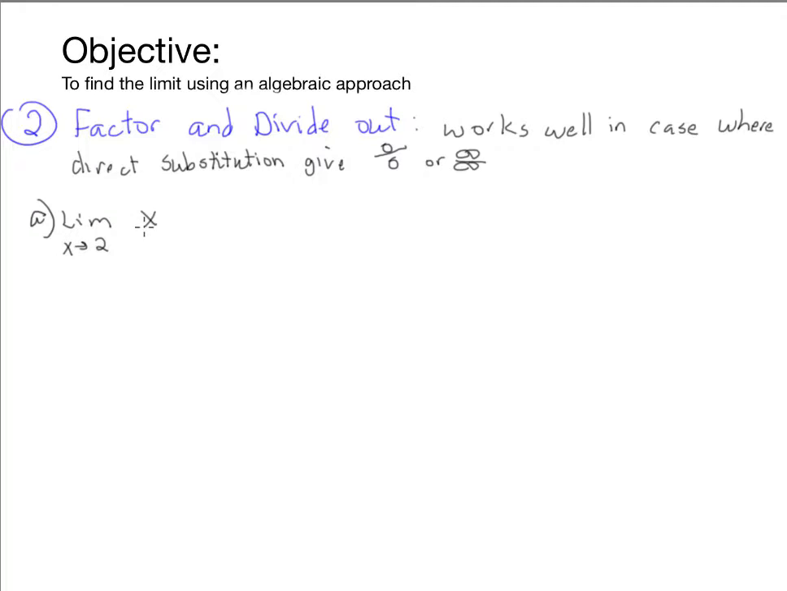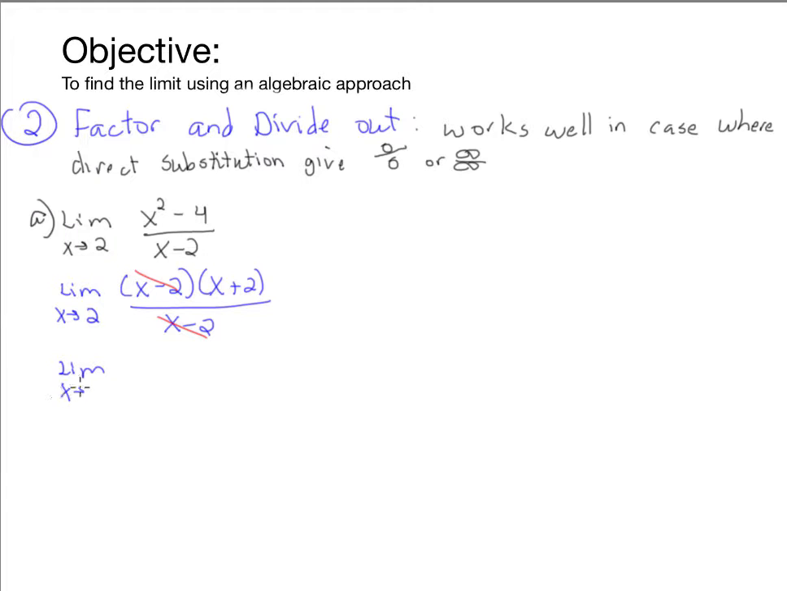So looking at our first example in this section, we have the limit as x approaches 2 of x squared minus 4 divided by x minus 2. Direct substitution will give us 0 over 0, so that means I need to try something else. So let's look at x squared minus 4 and factor that to x minus 2 times x plus 2. And then notice I can divide out the x minus 2. This results in a hole in my graph, and I'm left with the limit as x approaches 2 of x plus 2.